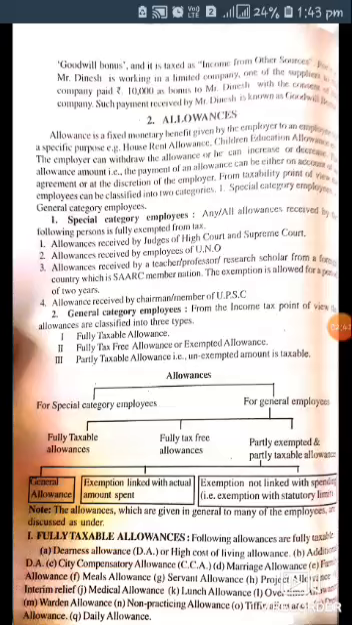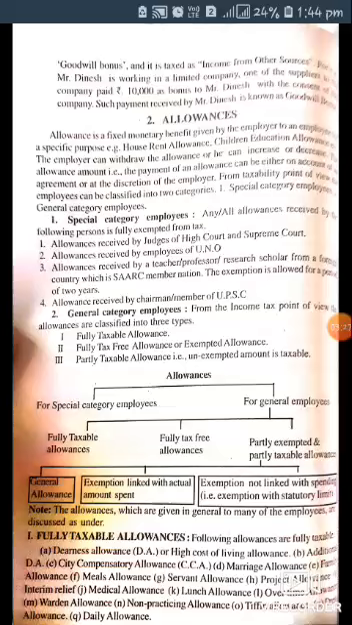The second type of employee category is general category employees. From the income tax point of view, the allowances are classified into three types: fully taxable allowances, fully tax-free allowances, that means exempted allowances, and partly taxable allowances, where the unexempted amount is taxable. These are the three types of allowances for general category employees in view of income tax.